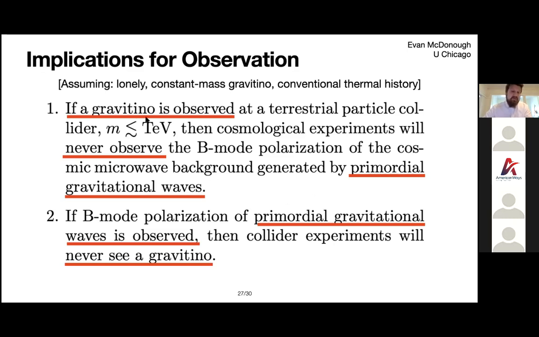So in the context of this simple null hypothesis, if you do observe a gravitino, if it's hiding there in present LHC data, then you'll never see B modes, because the tensor scale ratio will be too small for any conceivable future experiment to measure. And the converse of that, if you do observe the primordial B modes, this would suggest that the gravitino.